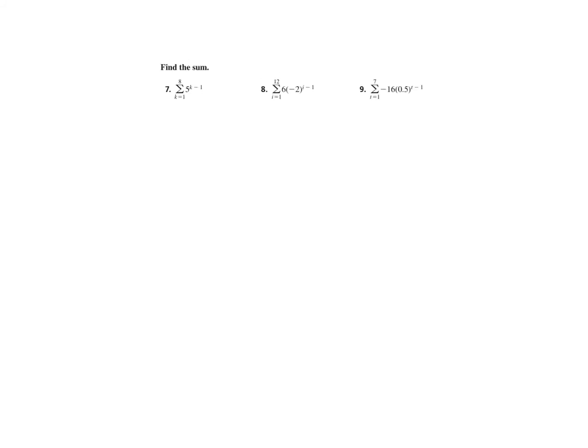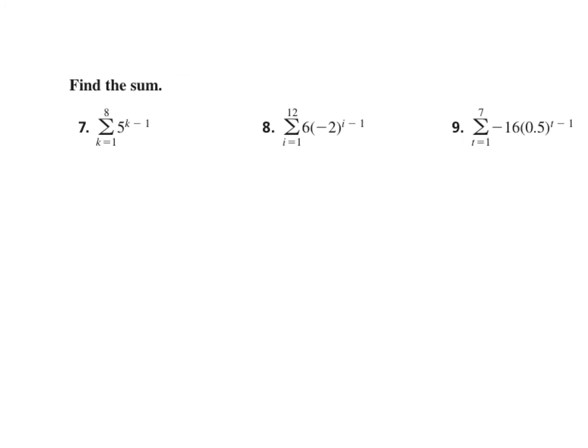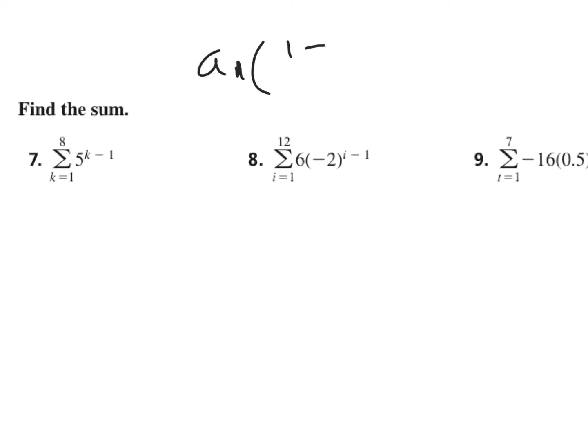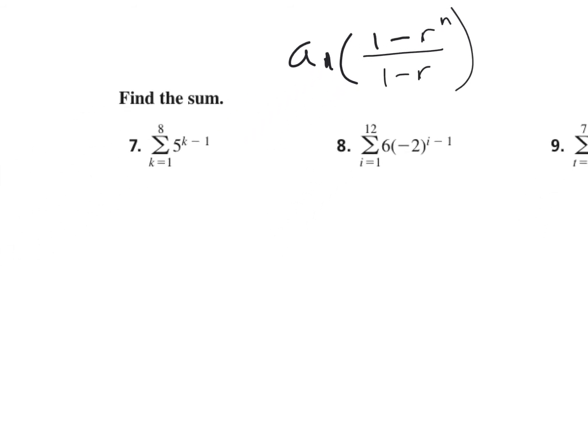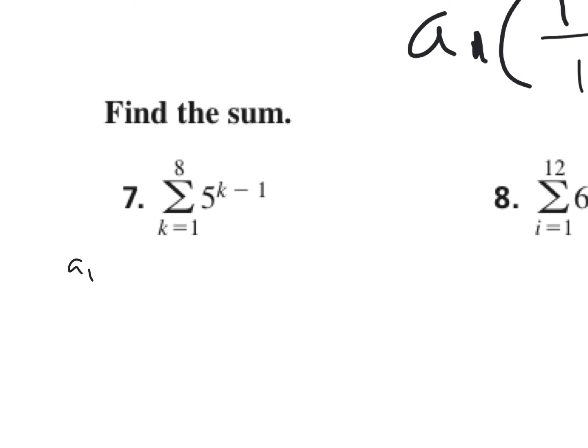All right, let's look at the next 3. So we're doing the same thing. So our formula is a sub n equals a sub 1 times 1 minus r to the power of n over 1 minus r. So we need to figure out what our a sub 1 is, our ratio, and our number of terms, n.